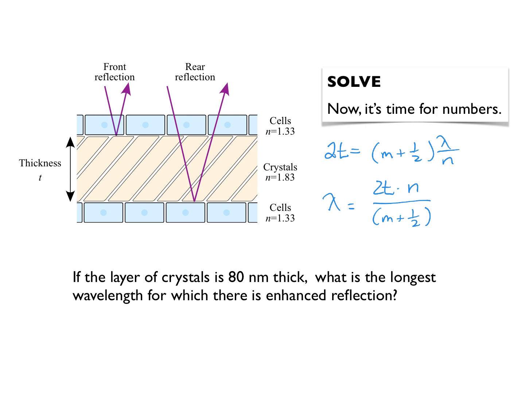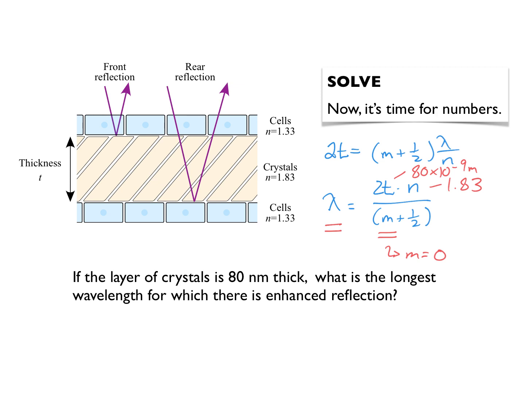And remember what I use for the different values. For the index of refraction, I'm using the index of refraction of the crystals, that's 1.83. For the thickness, that's 80 nanometers, so 80 times 10 to the minus 9th meters. What do I use for m? Well, I'm looking for the largest possible value of lambda. So if I want the largest possible value of lambda, I want the smallest possible value of m. And the smallest possible value I can have is m equal to 0.